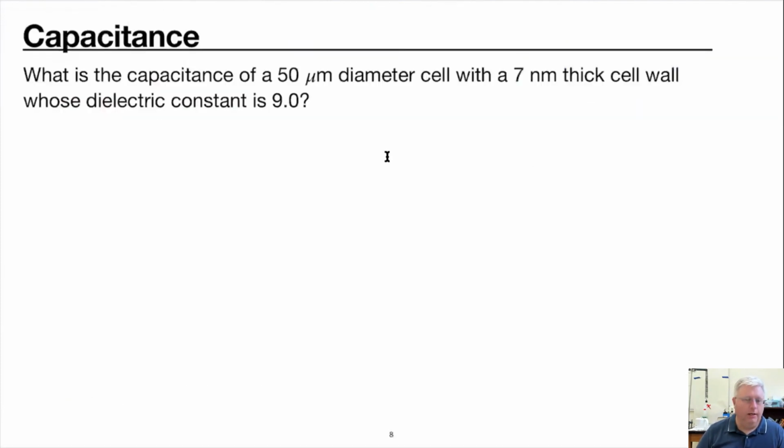Okay, so let's try an example of this. In this example, we're going to look at a cell. A cell has a cell wall, and often the cell wall behaves like a parallel plate capacitor with a dielectric in between. So what is the capacitance of a 50 micrometer diameter cell with a 7 nanometer thick cell wall whose dielectric constant is 9?